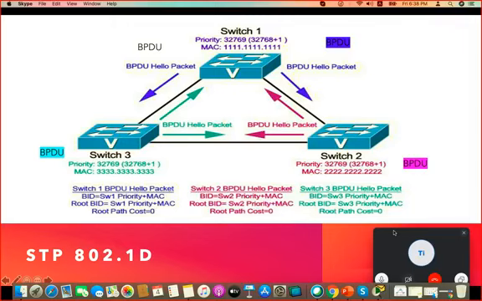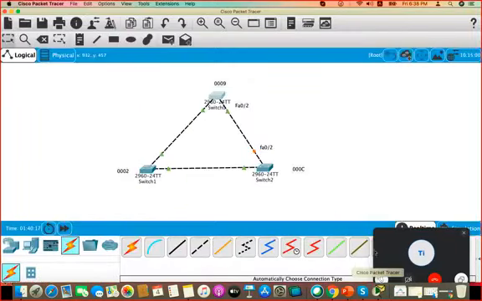So, first of all, why do we need spanning tree protocol when we are designing our topology? The encapsulation which we learned, that 802.1Q, is it related to spanning tree? No. Wait, I'll tell you.